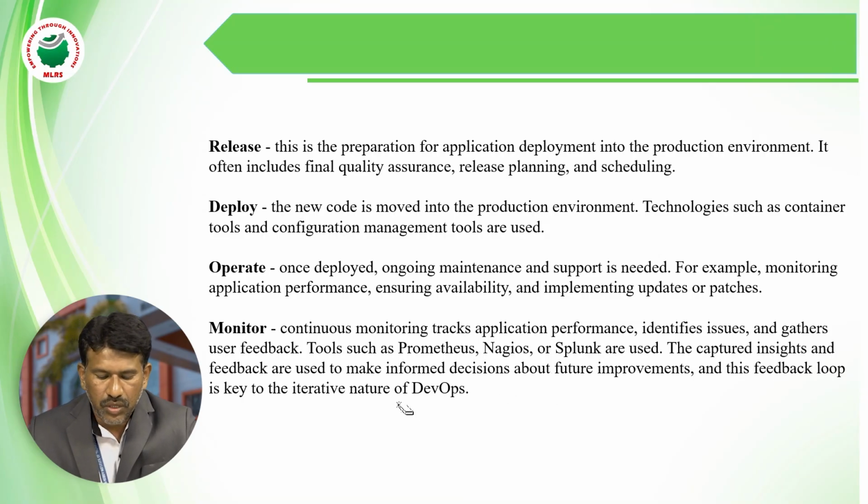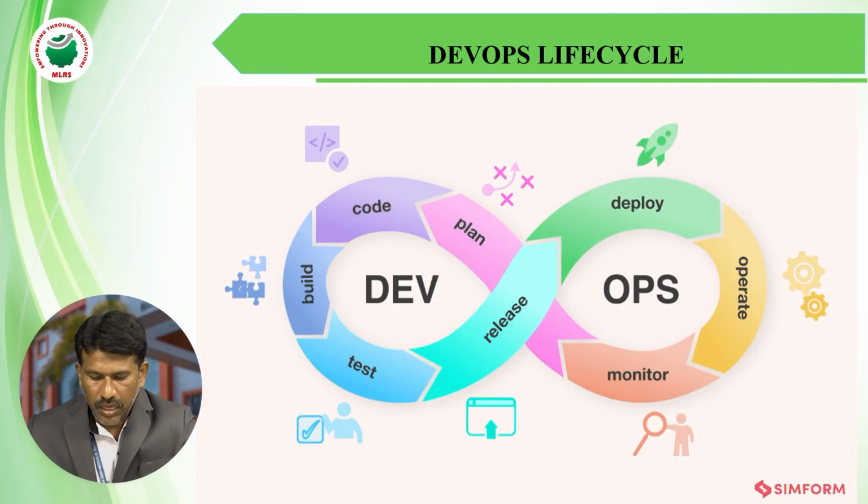In this continuous monitoring, it continuously tracks all the applications and the performance of all the processes, and it gathers all the feedback. This is 24/7 continuous monitoring of all the processes using these tools. That is why this is key to the iterative nature of DevOps. So these are all the DevOps life cycle phases.